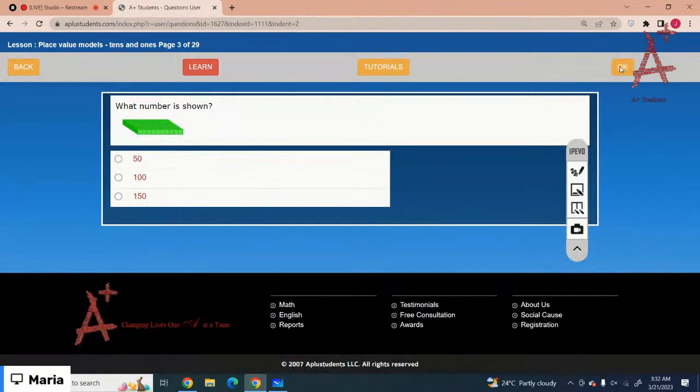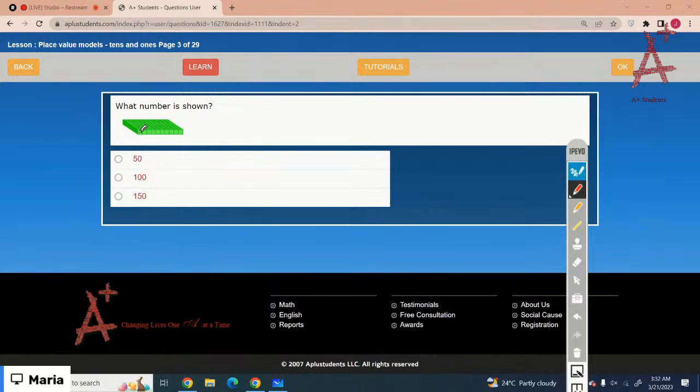Okay, what number is shown? 50, 100, 150. Which is the correct option? You can count like this. In this way, they are 10. And this way, they are 10. Got it? That means they are 10 times 10. They are the 100 blocks. When you have 10 like this and 10 like this, they make 100. Got it? That means 10 rows and 10 columns together make 100. So the correct option is 100.